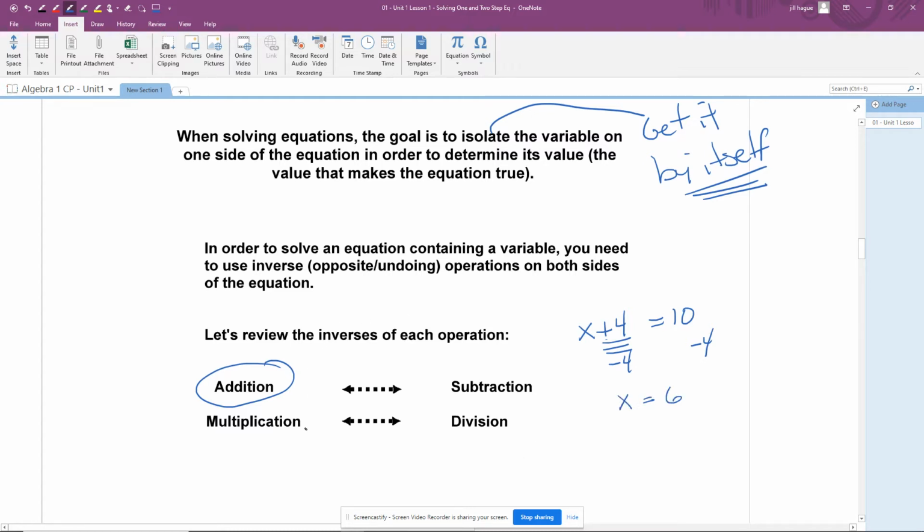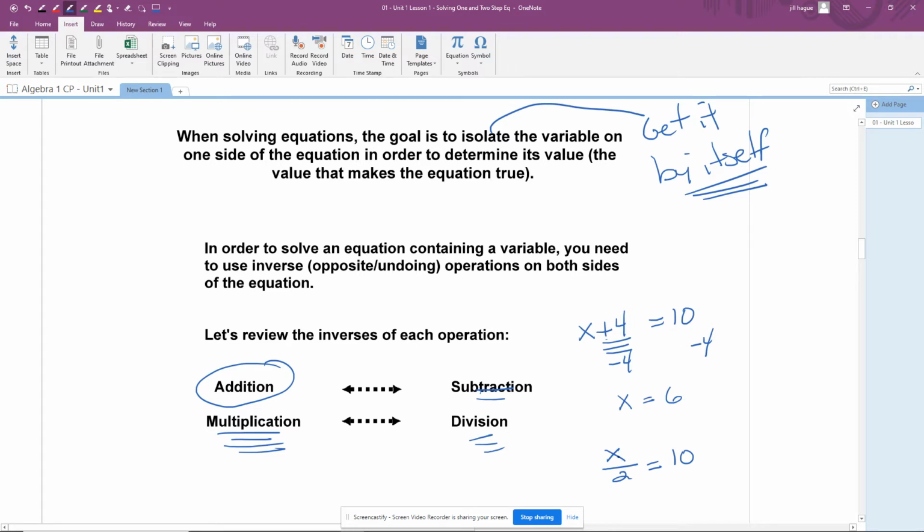If I have multiplication, how do I undo it? I divide. If I have division, how do I undo it? I multiply. So that's the question you have to ask yourself. Do I have multiplication here? Do I have subtraction? Do I have division? And then how do I get rid of that number? Well, if it's division, I would multiply. So let's take a look at a quick division one. I might have something like x over 2 equals 10. Well, I know I have to get x by itself. How do I get rid of 2?